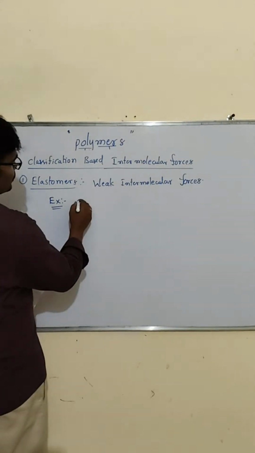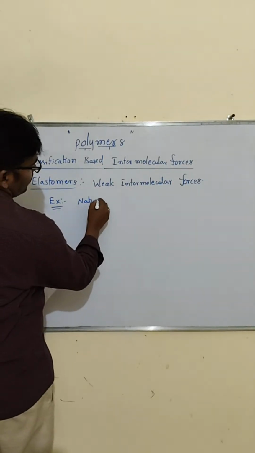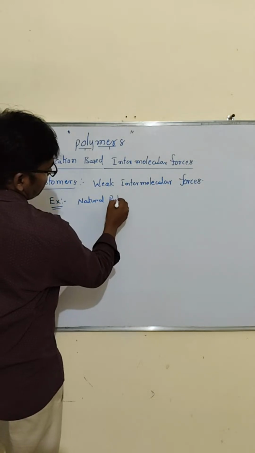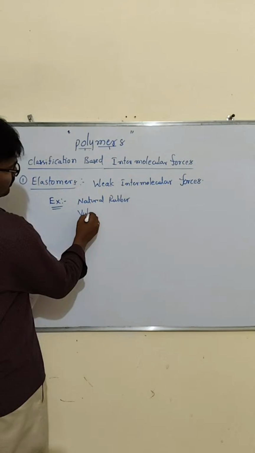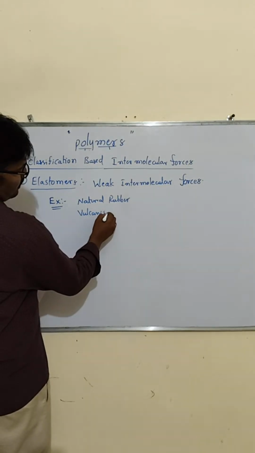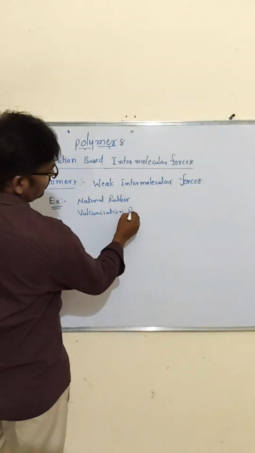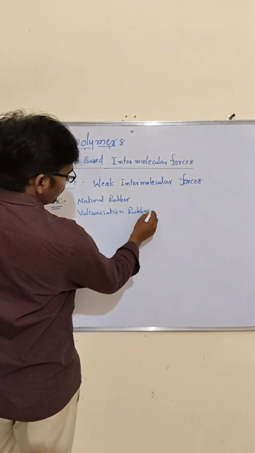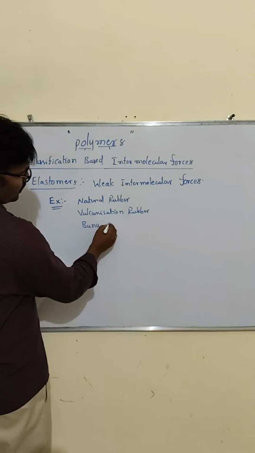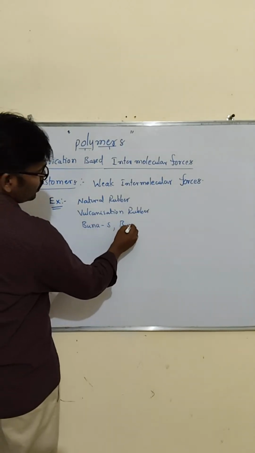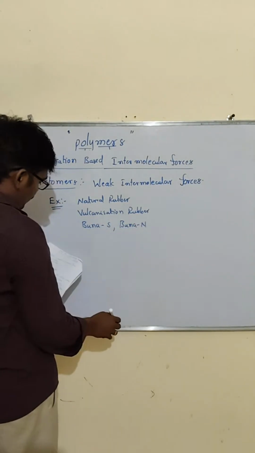Such as natural rubber, then vulcanization of rubber, so vulcanized rubber, Buna S, Buna N.